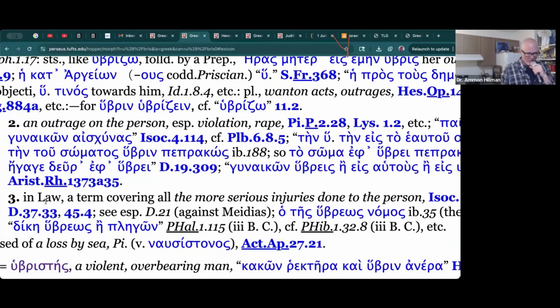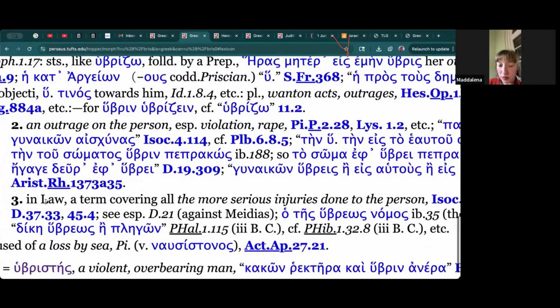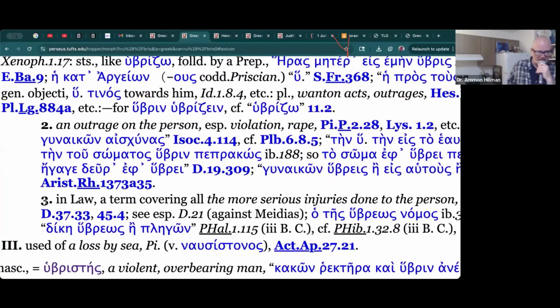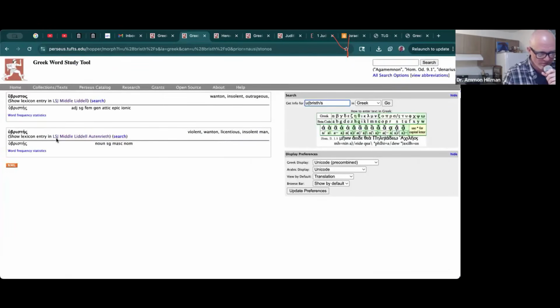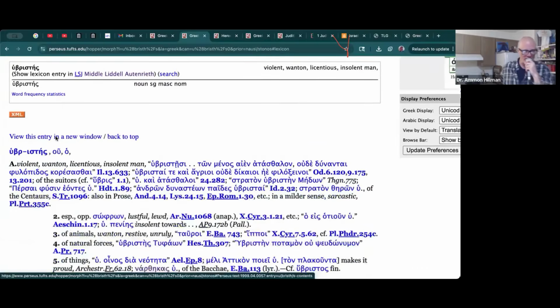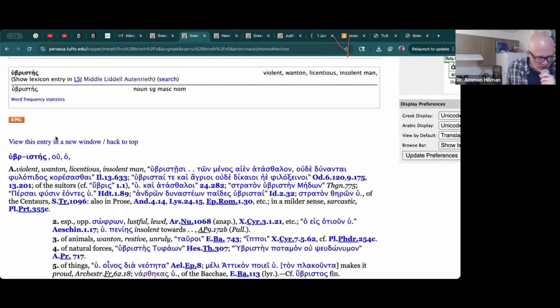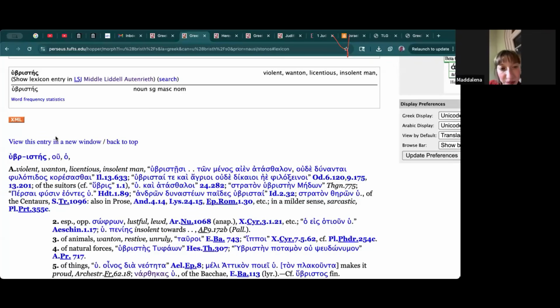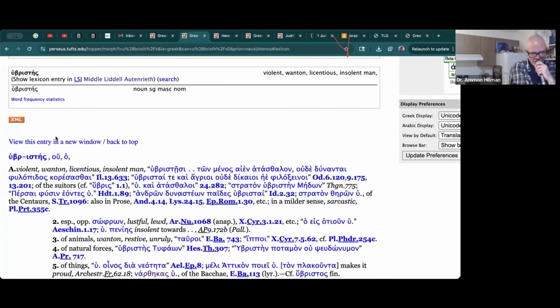Look at the bottom. What is a hubristes? I'll click on this one so it'll go back up to the top. What is a hubristes? It's a violent, wanton, licentious, insolent man. Look at number 2 underneath. Especially, it's opposed to the sophron.